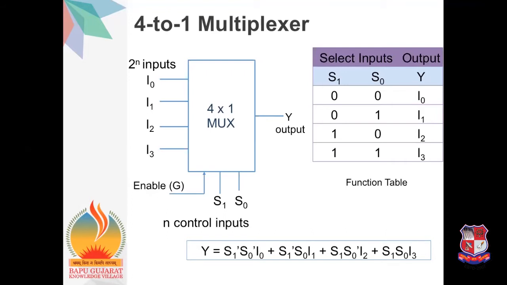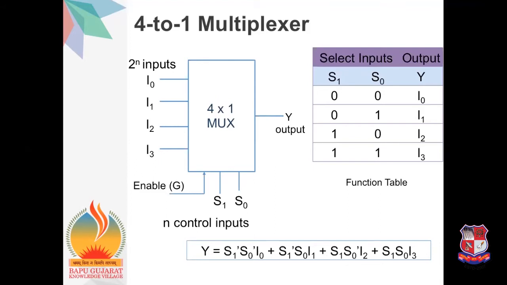For the value 0 0 of the select inputs S0 and S1, the output Y is equal to I0. For the value 0 1, output is I1. For the value 1 0, output is I2, and for the value 1 1, output is I3. Based on the function table, we can easily write down the logic expression for this 4 to 1 multiplexer.